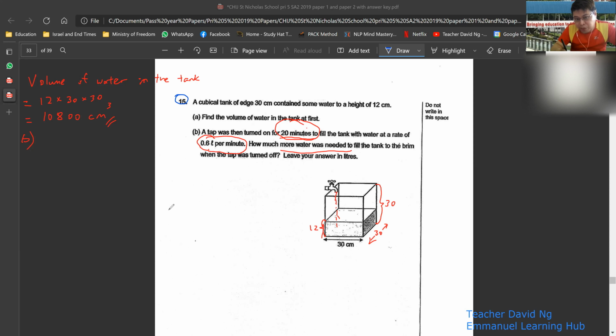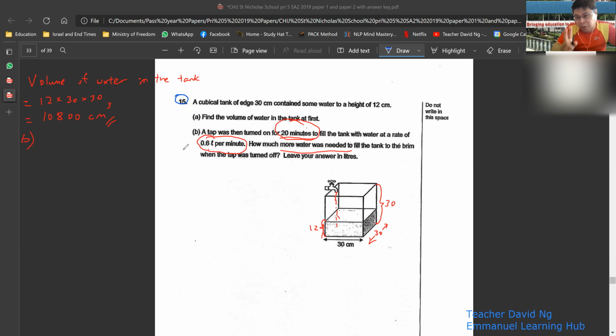Because 0.6 liter is also 600 ml, correct? Yes. So you should use 600 ml in your calculation or 0.6 liter in your calculation. Why do you use 0.6? Because that's the information they gave us. Yeah. Okay, sometimes they give information to you, right? They're testing whether you know how to convert to a more useful unit.